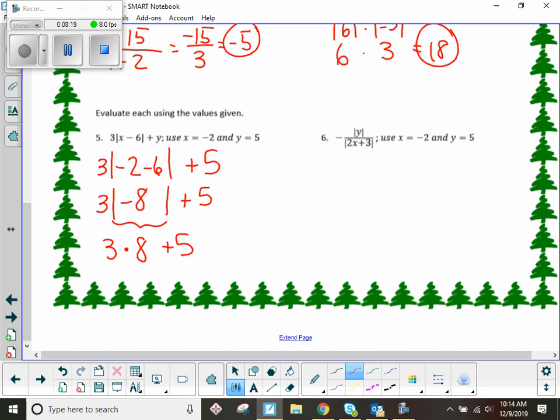Talia? Because this 3 outside the absolute value, you see how there's no sign there? It just means multiply. Because they're smushed together. Smushed means you're multiplying.